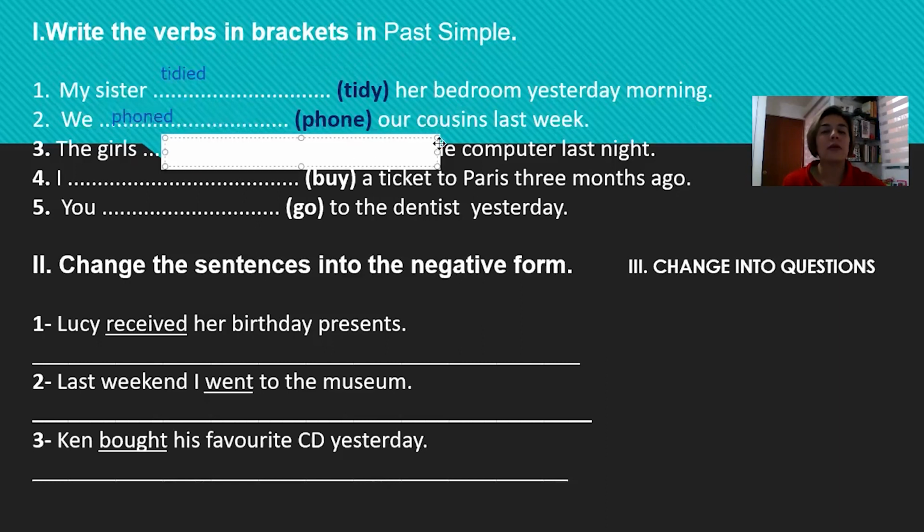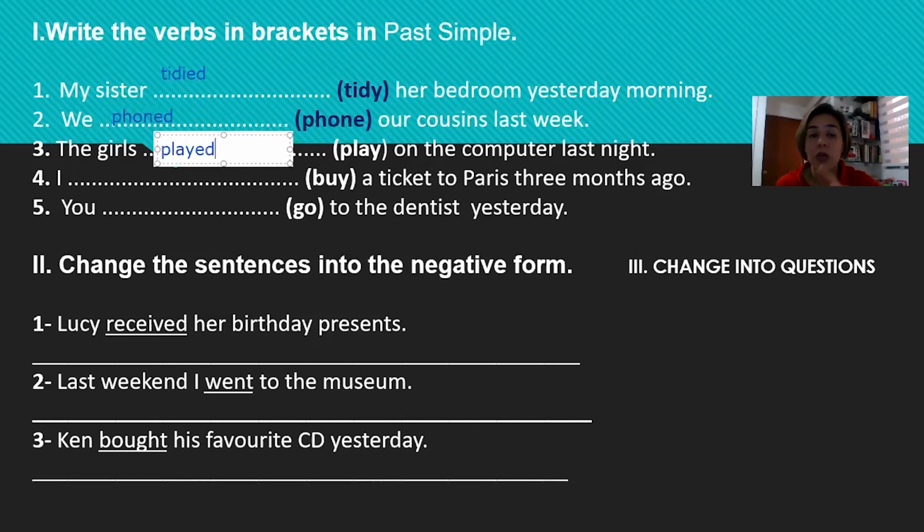Play. Oh, that is very easy. This is your favorite verb, or no? Yes. Okay, play. Exactly. We don't skip, we have to preserve the letter Y because it's a vowel plus consonant, and the only thing that you have to write is an ED.